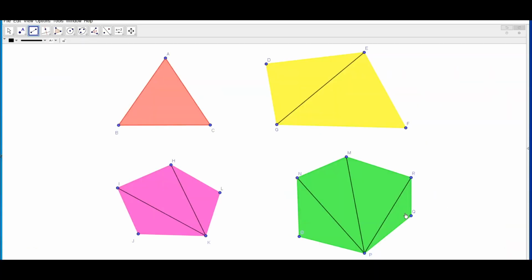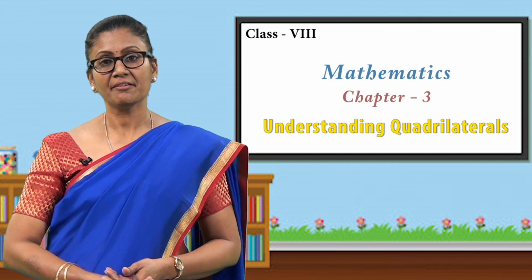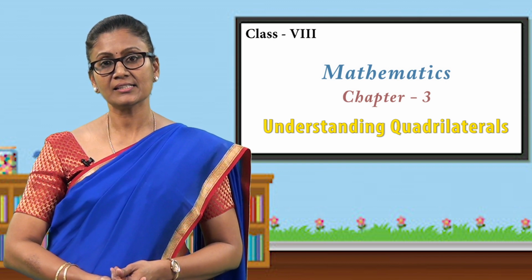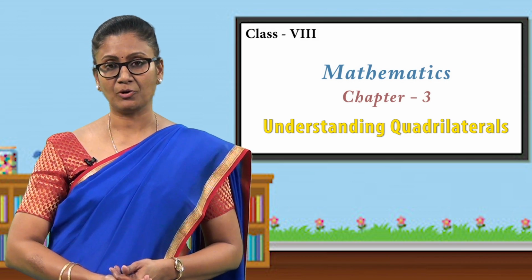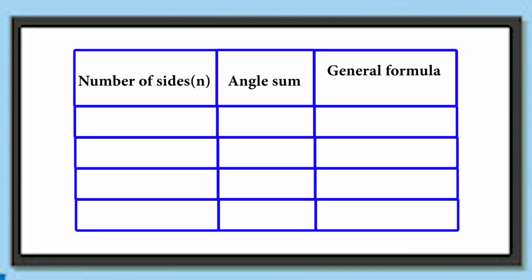So splitting a given n-sided polygon into smaller triangles and then summing up the angles of these triangles will allow me to find a general formula which will give me the angle sum property of the given n-sided polygon. So we'll further go and see how we can derive this formula. Now we can give a general formula to find the angle sum property of any n-sided polygon as n minus 2 times 180 degrees.